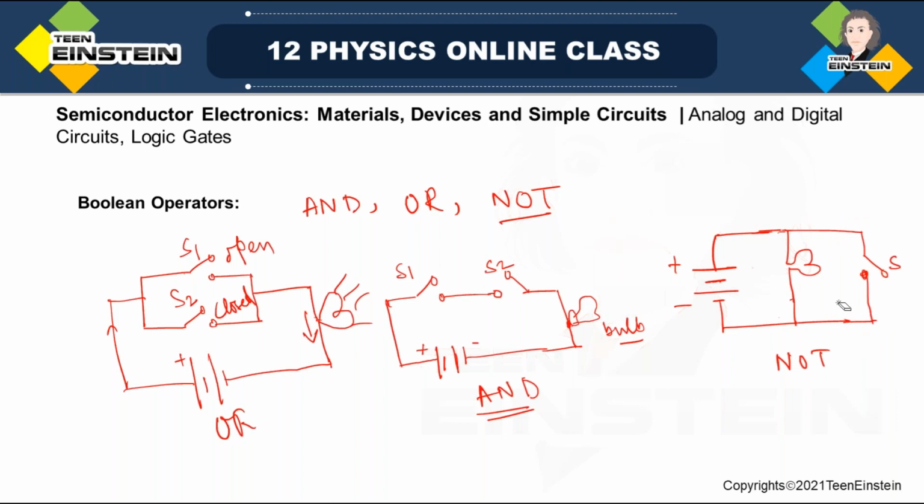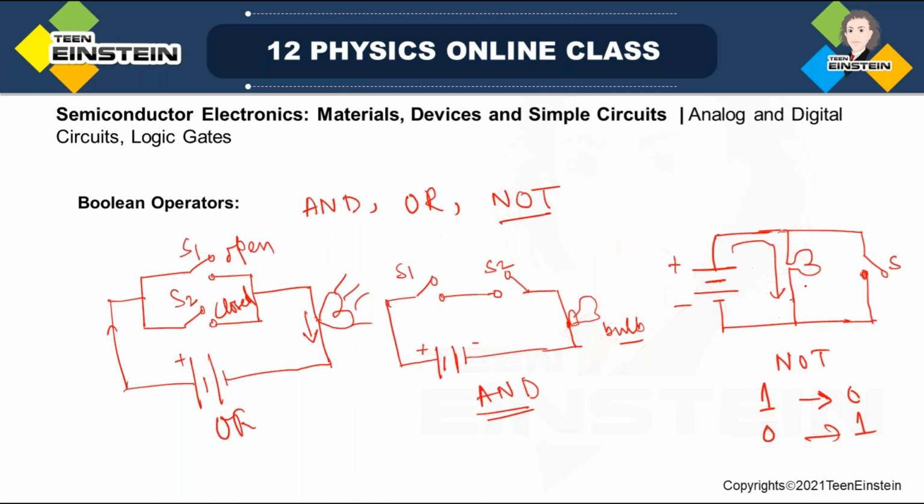But now if the switch is open, then the current is flowing through the bulb, right? That means, when you have input 1, you get output 0. When your input is 0, that means it is open, then you get the output to be high, that means the bulb is glowing. So this is the situation with the 3 basic operations. I hope you have understood. If not, you can ask me, Deepa.